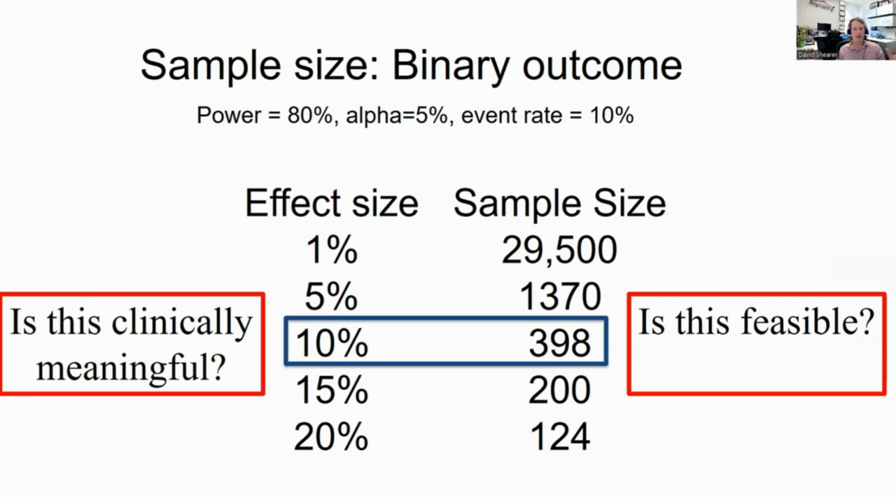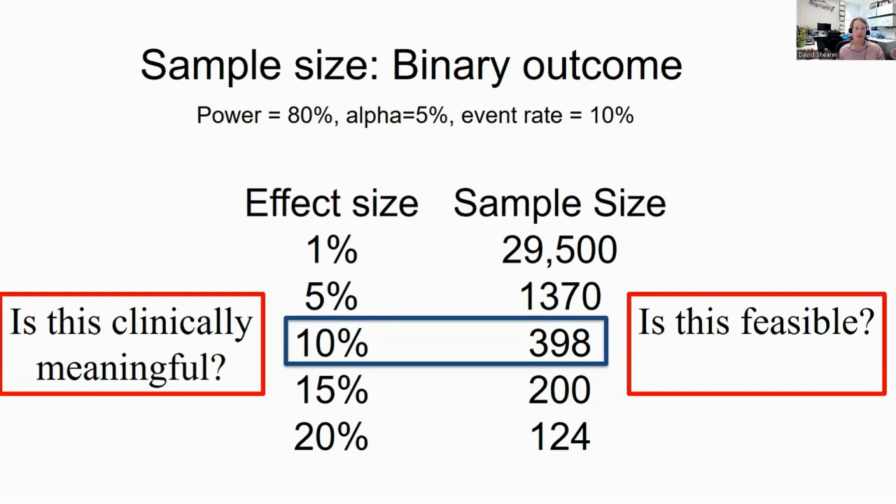And it's sort of a tension between two different things. On the one hand, you want the difference you choose to be the smallest effect size that would be sort of clinically meaningful. But you can see that if I look at an effect size of 1%, in this case, it would be a reoperation rate of 10% versus 11%. If I thought that was clinically meaningful, then I would need almost 30,000 patients, which is just not feasible.